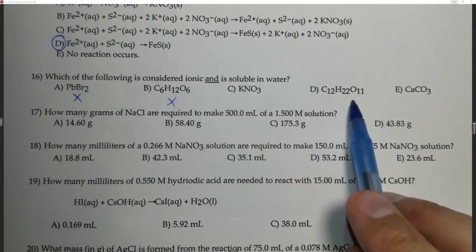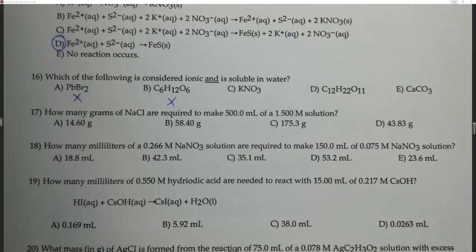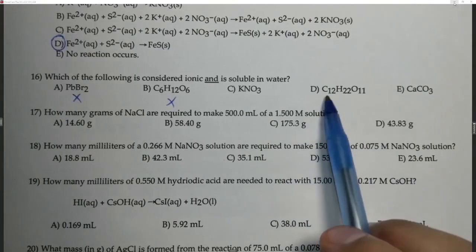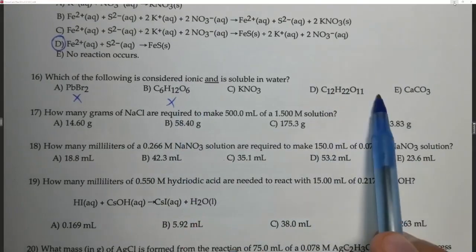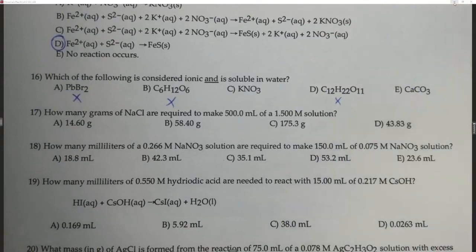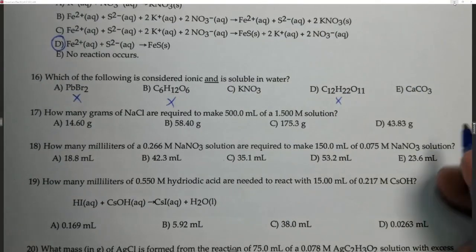C12H22O11. This is table sugar. You know the table sugar is soluble in water, right? You put it in coffee or soda or whatever. It's definitely soluble in water. But it's not ionic because it only contains carbon, hydrogen, and oxygen, no metals, so therefore it's not our answer.